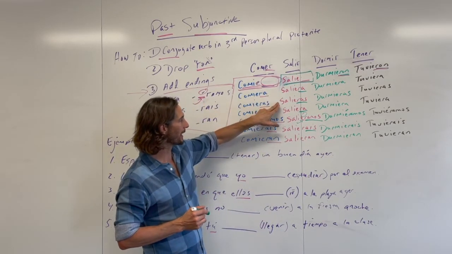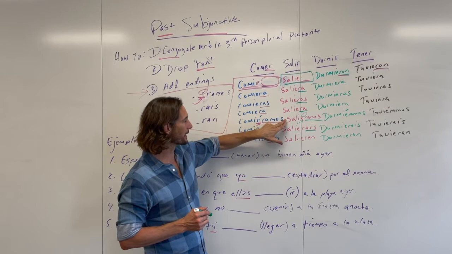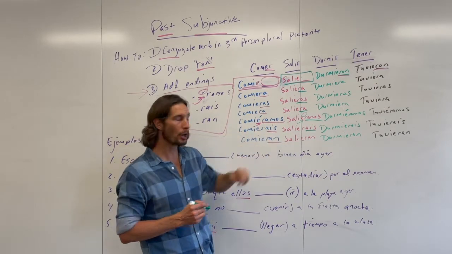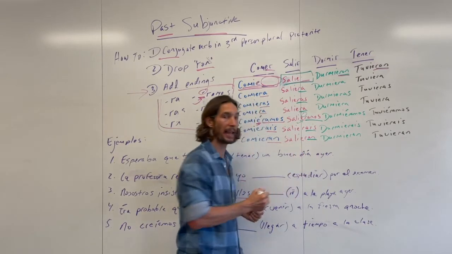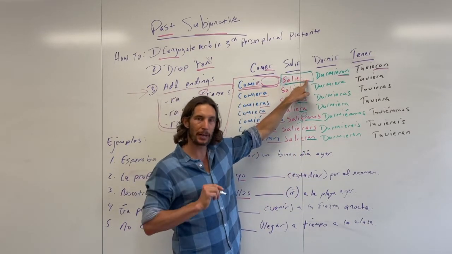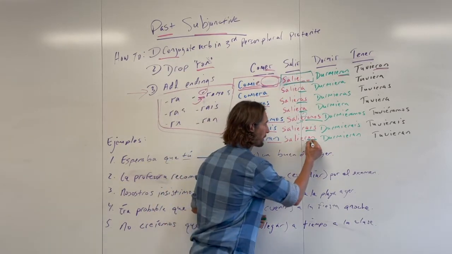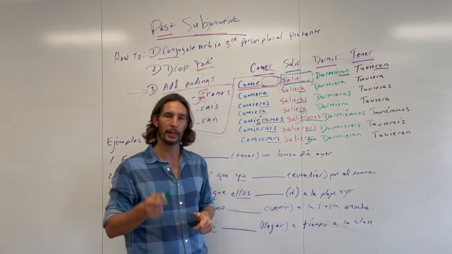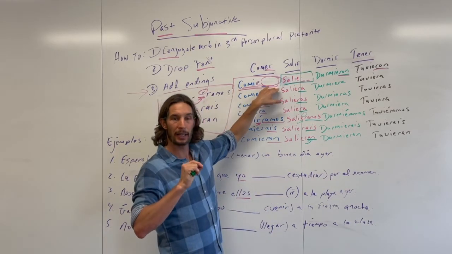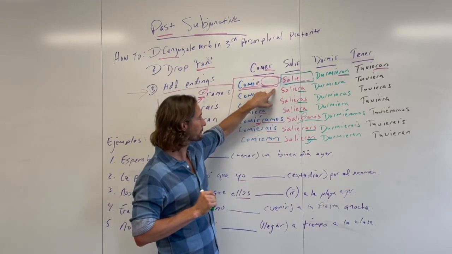Saliera, salieras, saliera, saliéramos, salierais, salieran. Now notice it's salieran with an AN, but the third person plural here was salieron. So you've got to make sure you pronounce that properly, so you do the past subjunctive right. And so I'm going to do that again, and you follow after me.